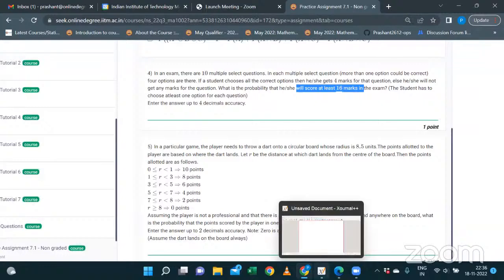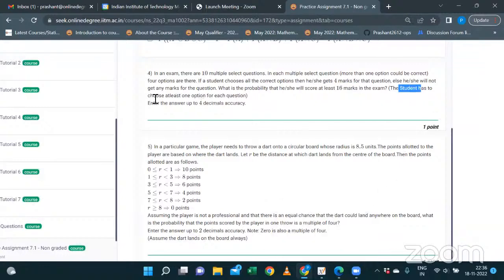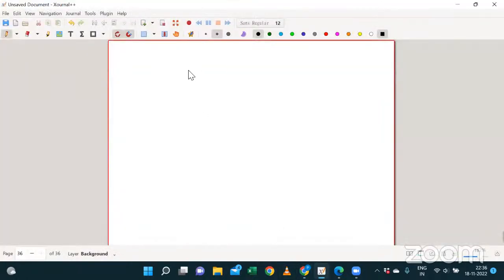I mean, in the exam. And it is written that the student has to choose at least one option. So can you tell me when students will get at least 16 marks? There are 10 questions, so at least 4 questions must be correct. That means I can say less than 4 questions are wrong.